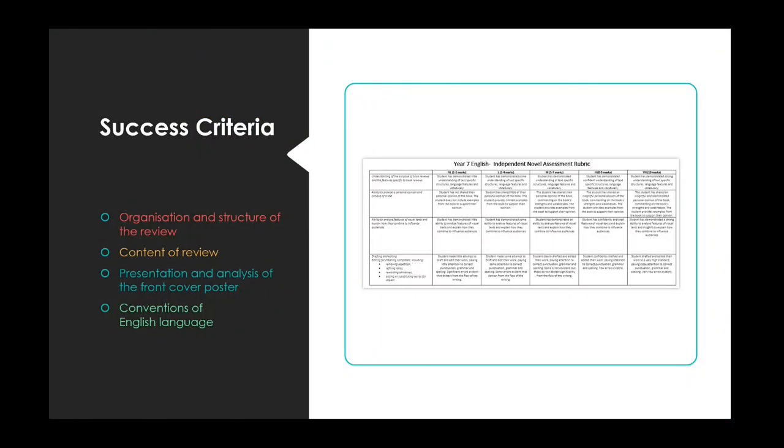The success criteria which you'll be marked upon includes, one, how well you organise and structure your review. Two, what you include in your review. Is it a detailed review? Do you go in depth about the ideas and language in your book? Three, you'll also be assessed on what you have already completed, which was an analysis of the front cover for marketing purposes, and overall between your poster and your book review, how well you use the conventions of English language.